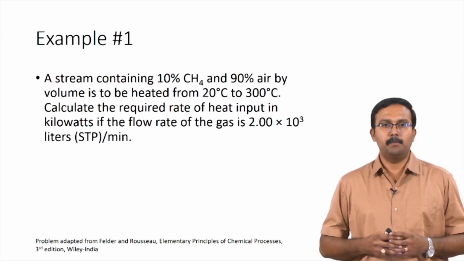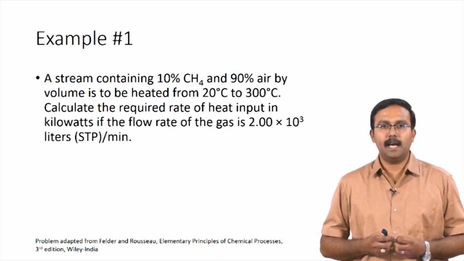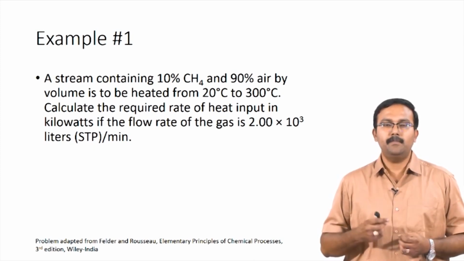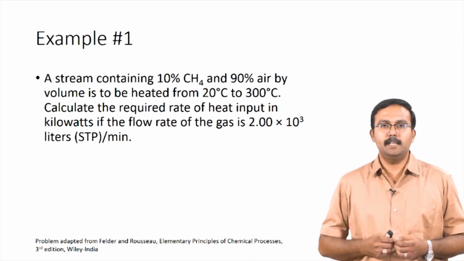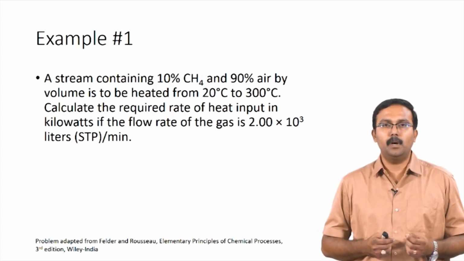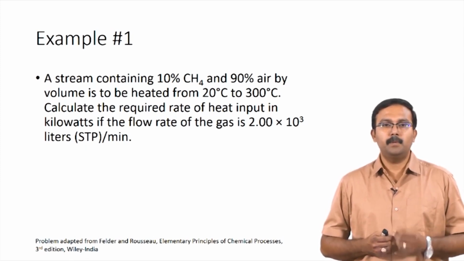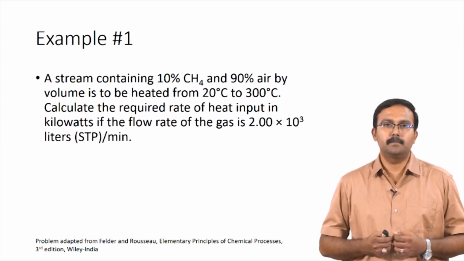Here is the first example problem. A stream containing 10% methane and 90% air by volume is to be heated from 20 degrees Celsius to 300 degrees Celsius. Calculate the required rate of heat input in kilowatts if the flow rate of the gas is 2 times 10^3 liters STP per minute.